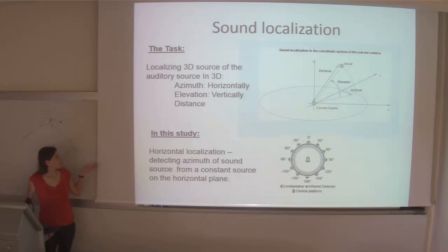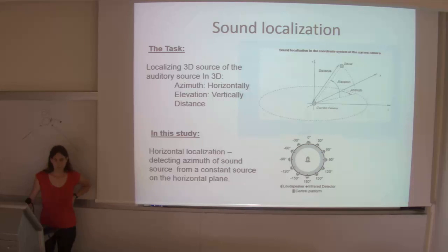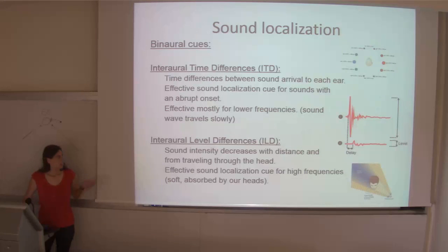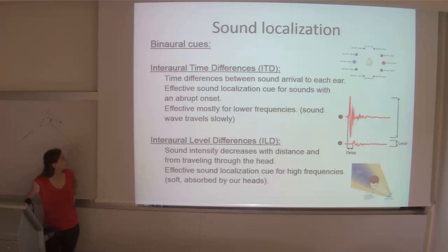So first, sound localization in 3D. We want to find out the azimuth, which is in the horizontal plane, the elevation, which is in the vertical plane, and the distance. And in this study, they focus only on the horizontal localization. So in order to localize sound, we use both binaural and monaural cues. The binaural cues, we talked about them extensively in the class. We have the interaural time differences, which are supposed to be accounted mostly for the lower frequencies, and we have the interaural level differences, which are supposed to be accounted mostly for the high frequencies.